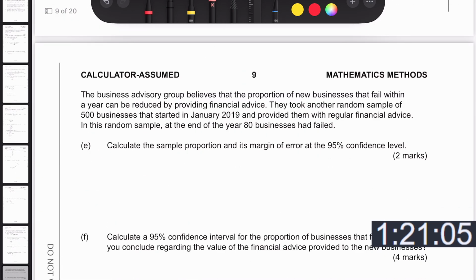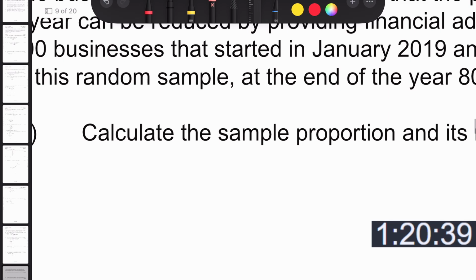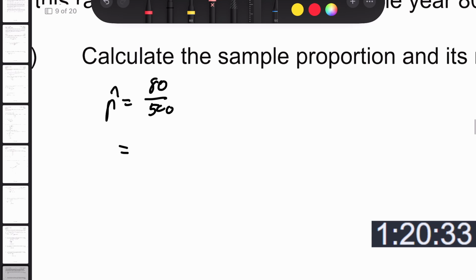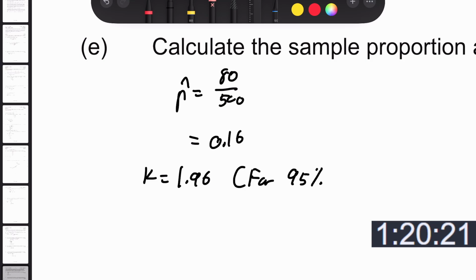The Business Advisory Group believes that the proportion of new businesses that fail within a year can be reduced by providing financial advice. They took another random sample of 500 businesses that started in January 2019 and provided them with regular financial advice. In this random sample, at the end of the year, 80 businesses had failed. Calculate the sample proportion and the margin of error at the 95% confidence level. Yep. So the sample proportion, p hat, is equal to 80 on 500, which is 8 on 50, so 0.16. And then for the margin of error, k equals 1.96 for 95% confidence.